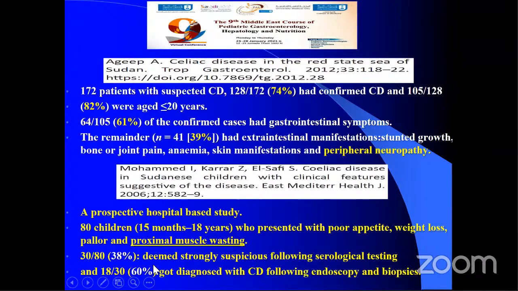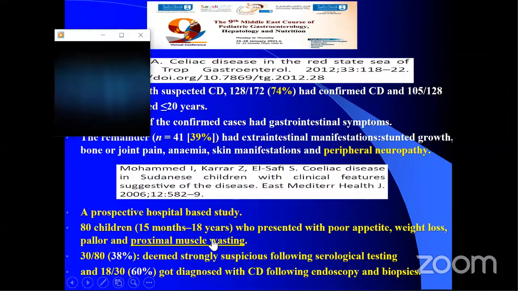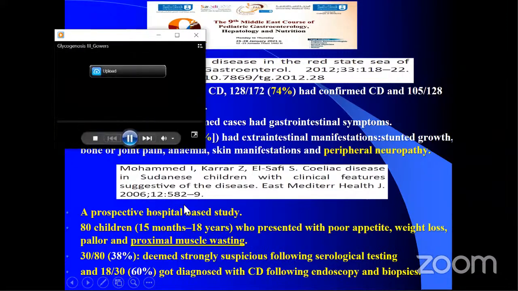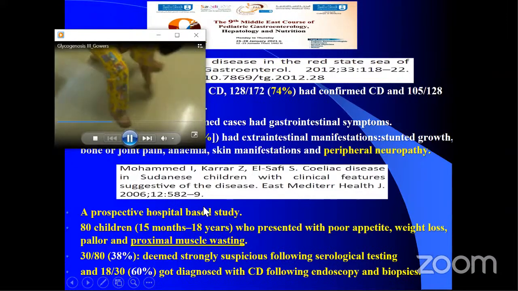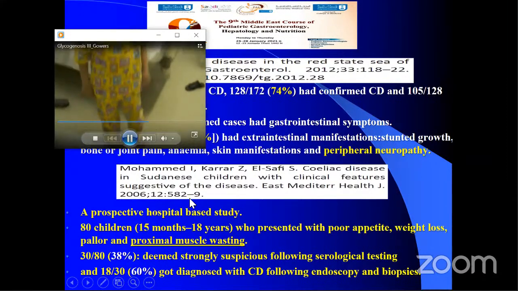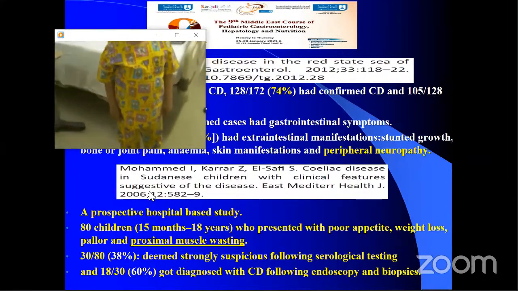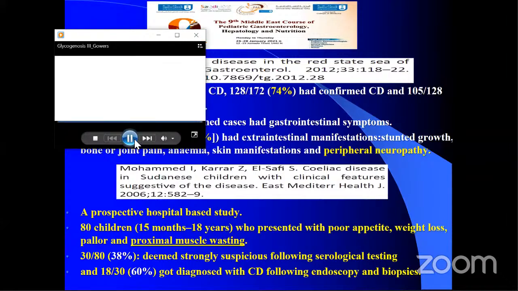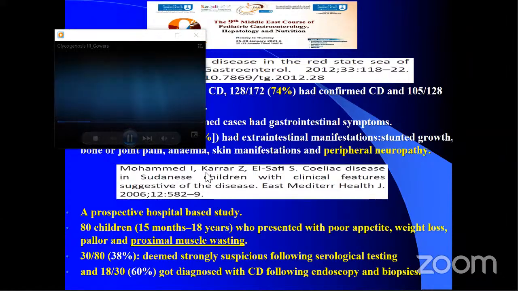And 38% were deemed strongly suspicious for the disease, and 60% of these were diagnosed with celiac disease following endoscopy and biopsies. And you can see the proximal myopathy here. The child has to climb up his leg to rise up.